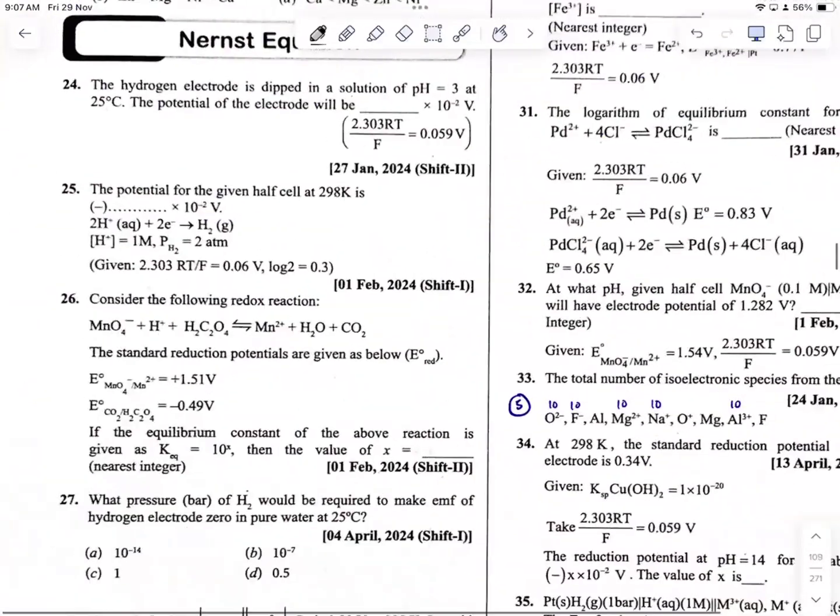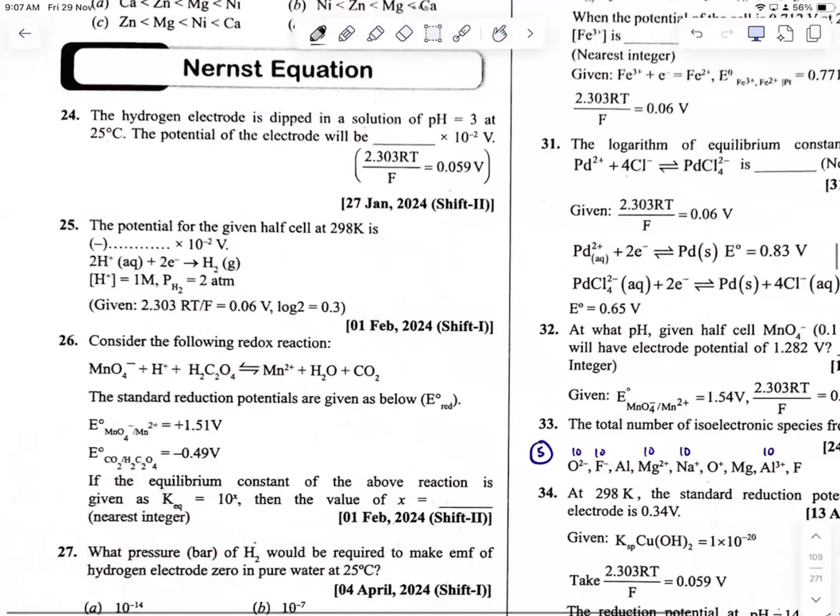In the question from non-stick, check out. What is the question that is asked? The hydrogen electrode is dipped in a solution of pH equal to 3 at 25 degrees. The potential of the electrode will be how much? Okay, so again, this is a very standard question. You should be able to get this.